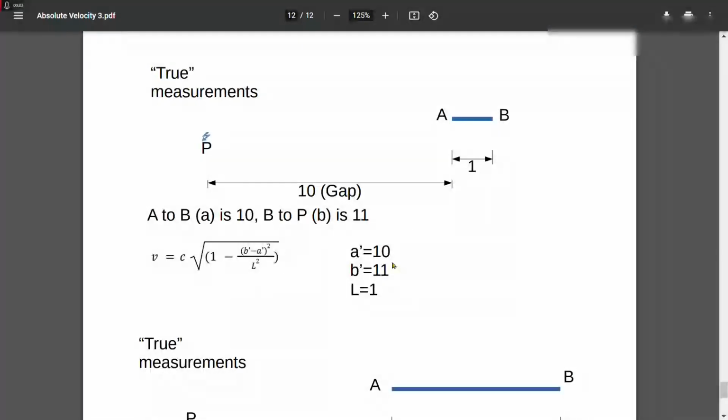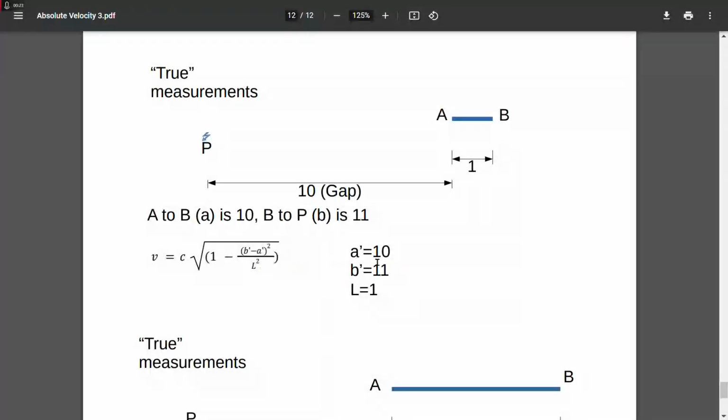Suppose B primed is 11 and A primed is 10. This is what we call the true measurements, assuming nobody's moving at all, or in this case, if A and B are not moving. Now keep in mind, P could still be moving in this scenario. If A and B aren't moving, then naturally B will see the real distance, which is 11, while A will also see its real distance, which is 10. B sees 11 because 10 plus 1 is 11. And we just plug that into the equation.